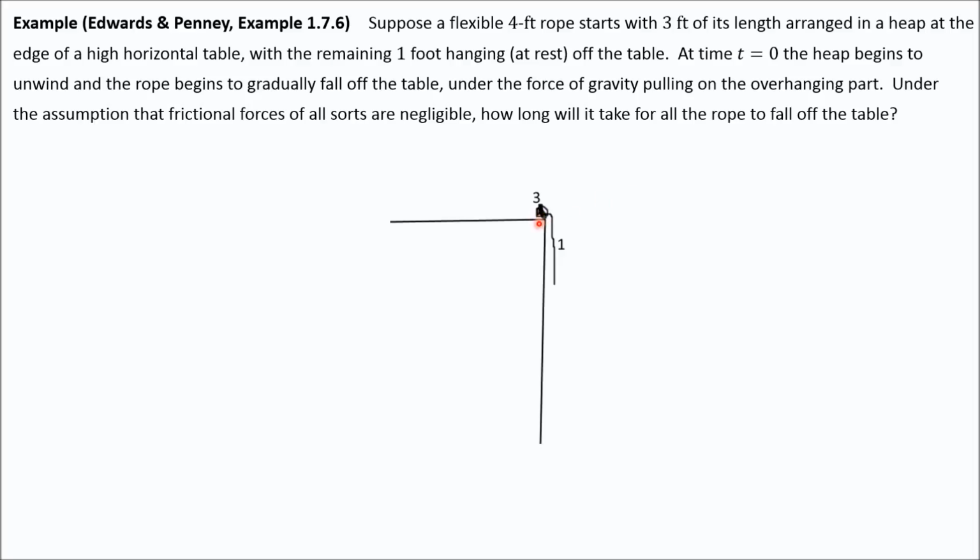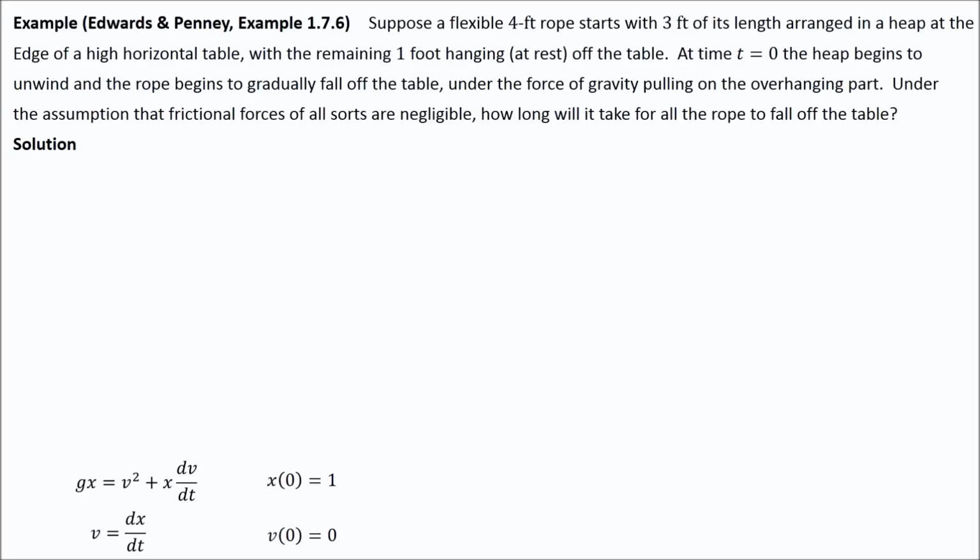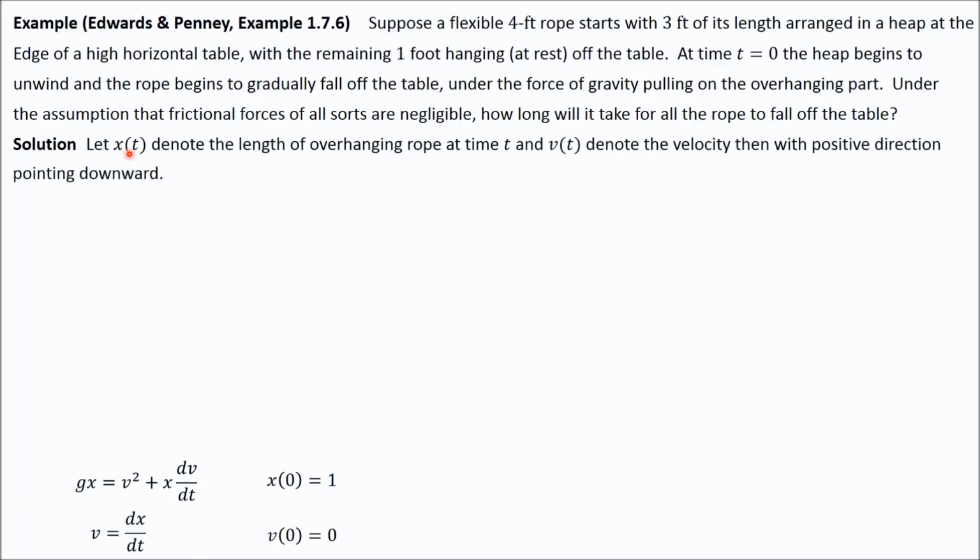So here we are. Here's our rope arranged in a heap at the edge of the table. There's 3 feet of it here, and there's 1 foot hanging off the table. Please ignore this. I guess I forgot to animate it. My bad. Let x of t denote the length of overhanging rope at time t, and v of t will denote the velocity, where we're considering down to be the positive direction, because we want x and v to be positive. So when the rope goes down, we're going to consider it to have positive velocity.